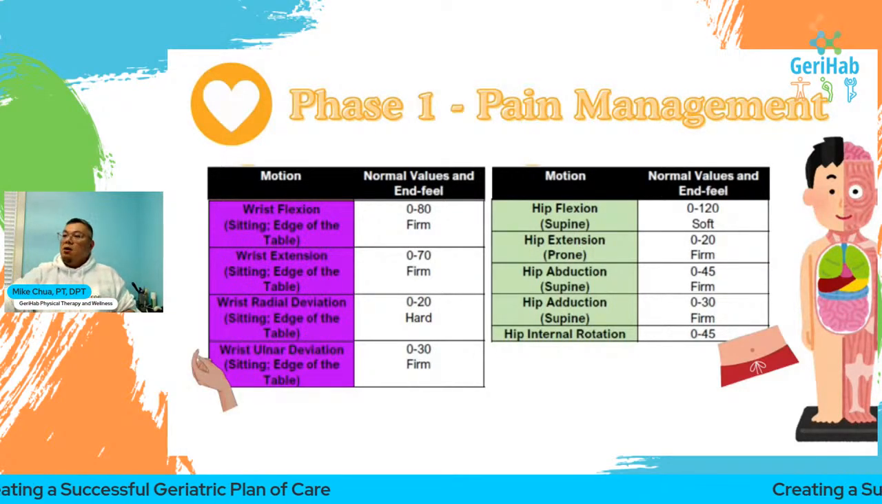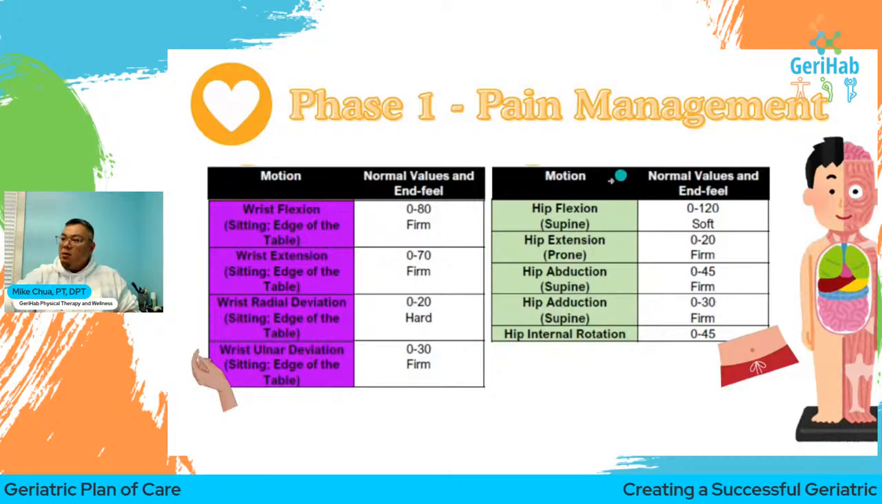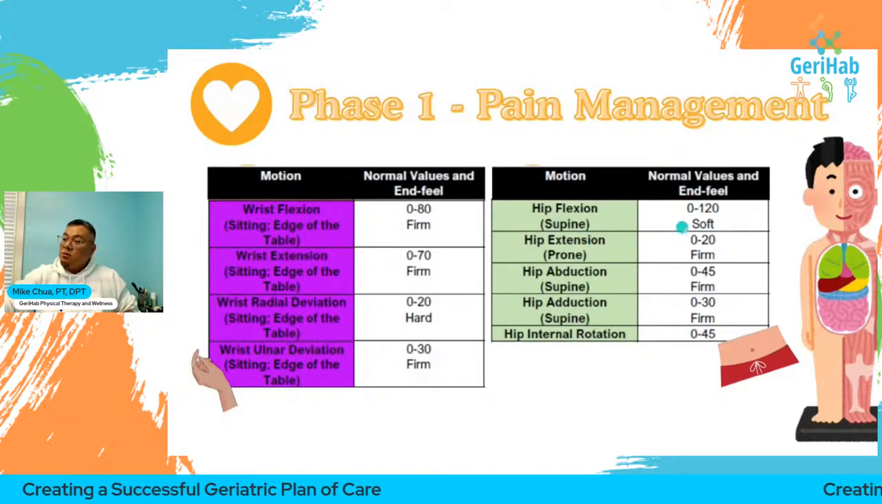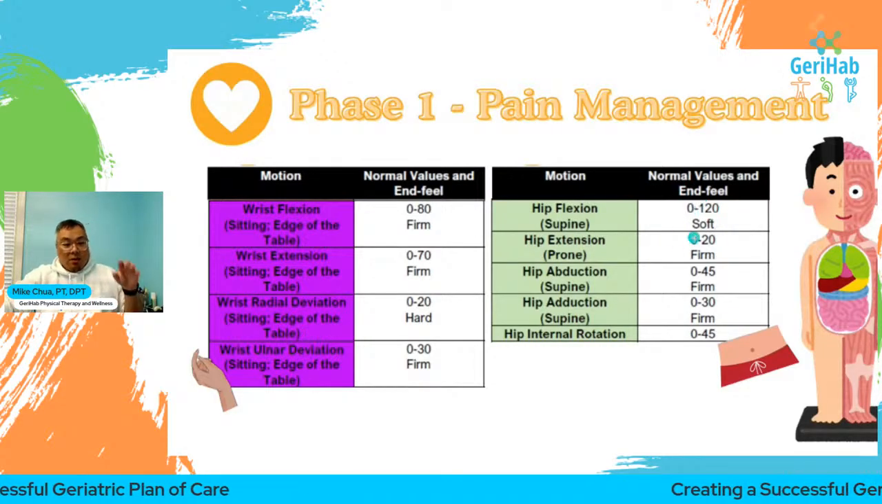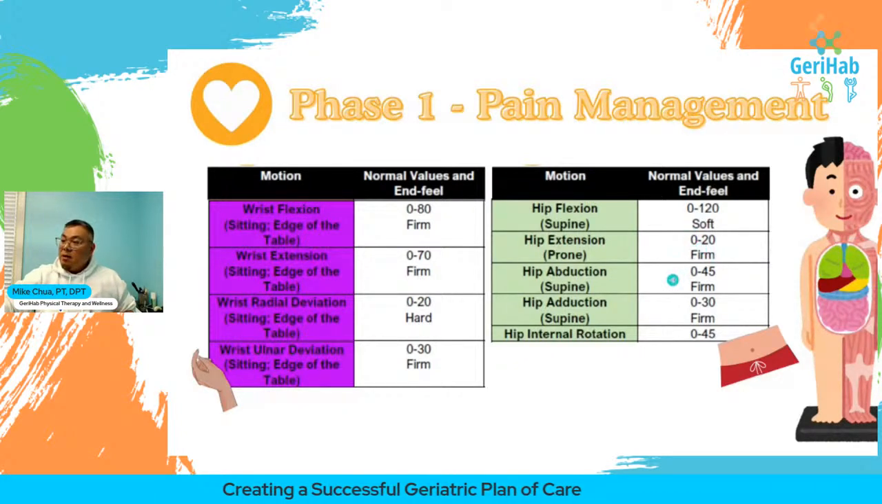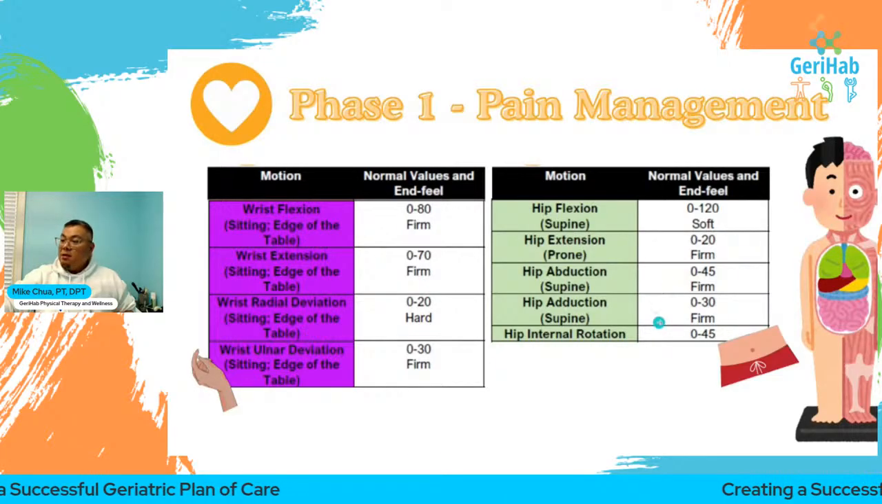All right. On hip flexion, look at those range of motion. Okay. I doubt some. I probably don't even have 120. So on supine, hip flexion is soft because of the quads and your abdominal area, right? Extension needs to be firm. All right. Abduction is firm, and then adduction is firm.